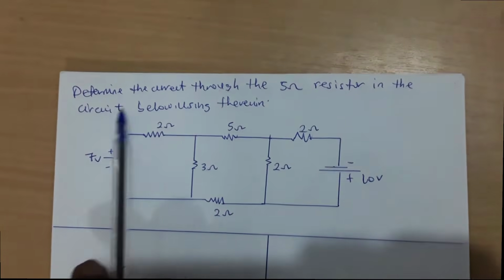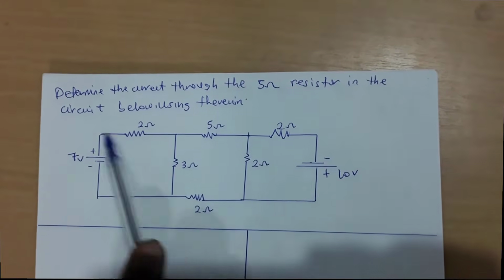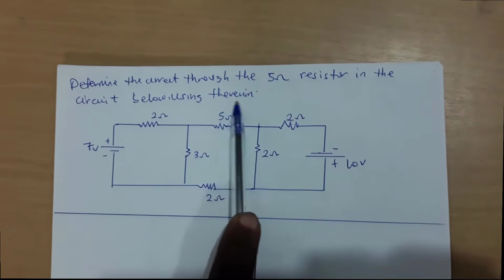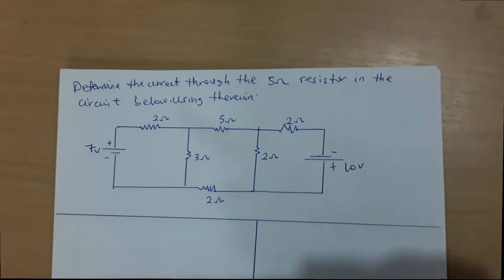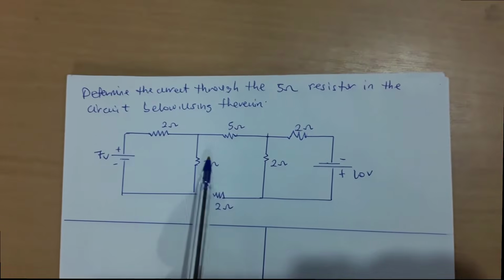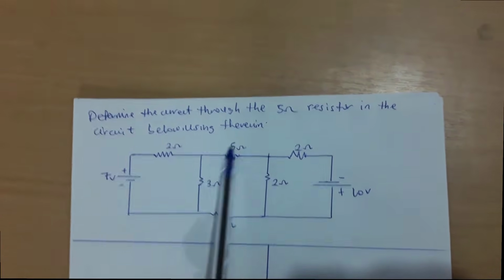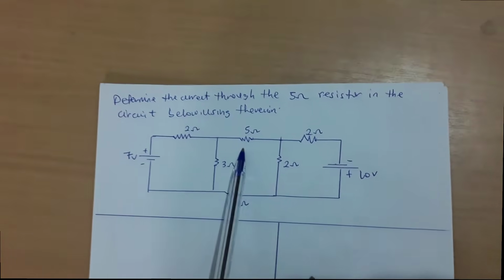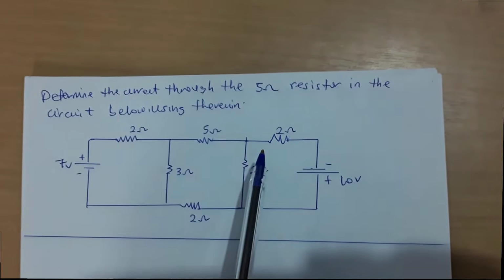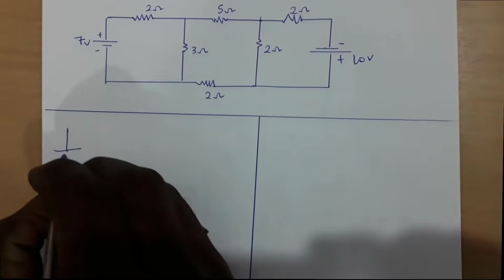So we are to determine the current through the 5 ohm resistor, that is this, in the circuit below, using Thevenin's theorem. So we know that in Thevenin the first step is to remove the resistor through which you are finding the current. So in this case this, and we will find our VTH applying KVL, right? So our new circuit will look like this.